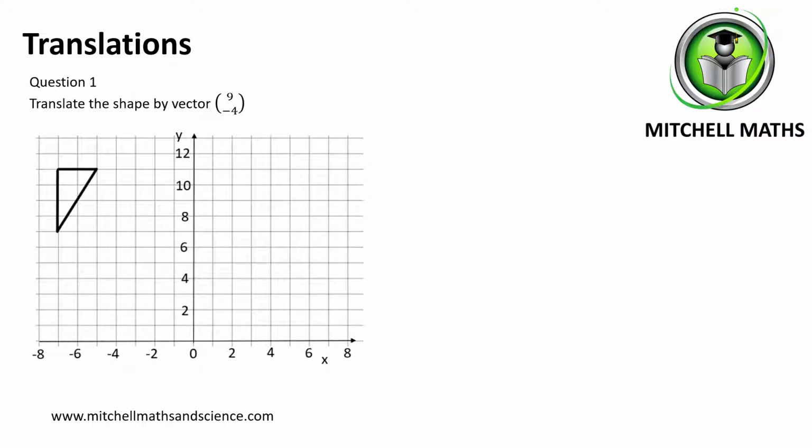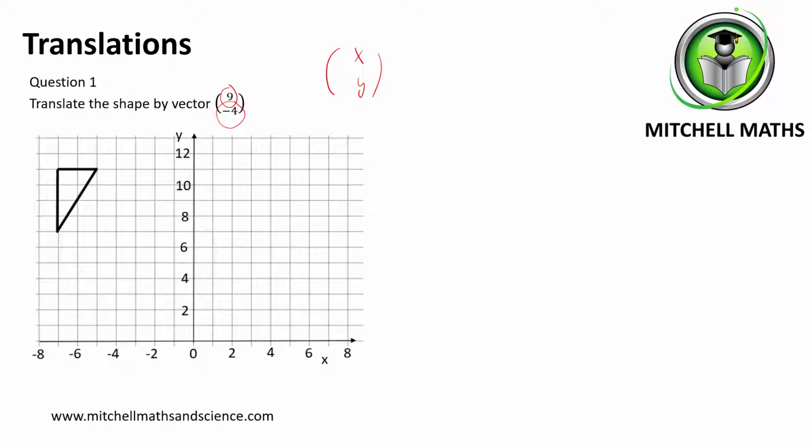And the way the questions are worded is like, translate a shape by vector 9, minus 4. The 9 represents how far you move it in the X direction. That's the top number. And the bottom number represents how far you move it in the Y direction. So it's a bit like X, Y, or exactly like that.